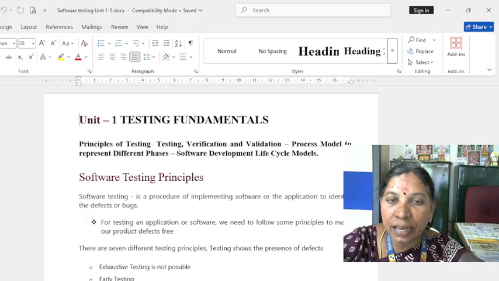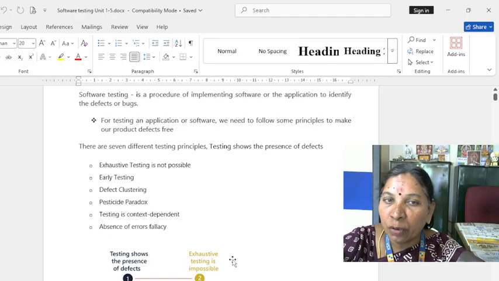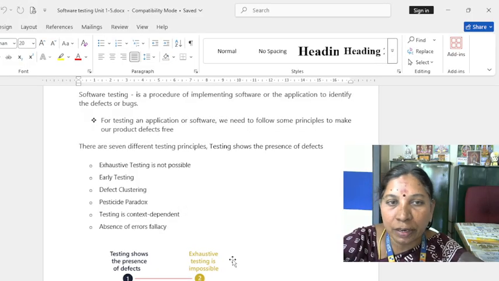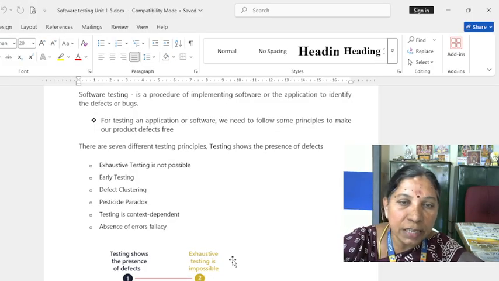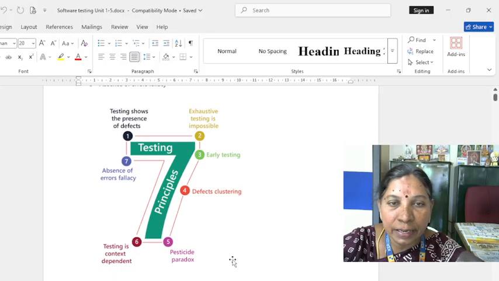For testing an application or software, we need to follow some principles to make our product defect free. Okay, here, what are the principles needed to test a software product or application? The first one is exhaustive testing is not possible. Then early testing, defect clustering, pesticide paradox, testing is context dependent. Then the last one is absence of errors fallacy. Okay, this diagram indicates that concept.